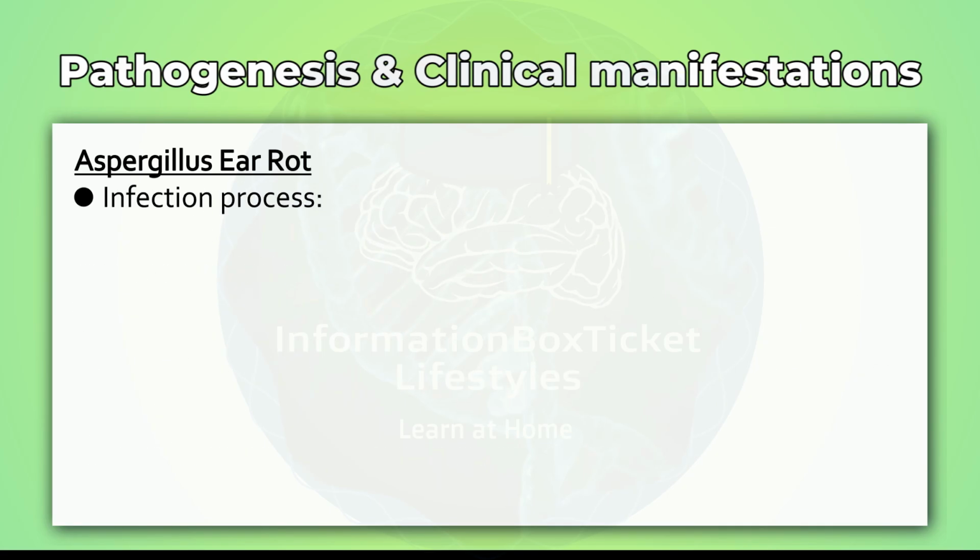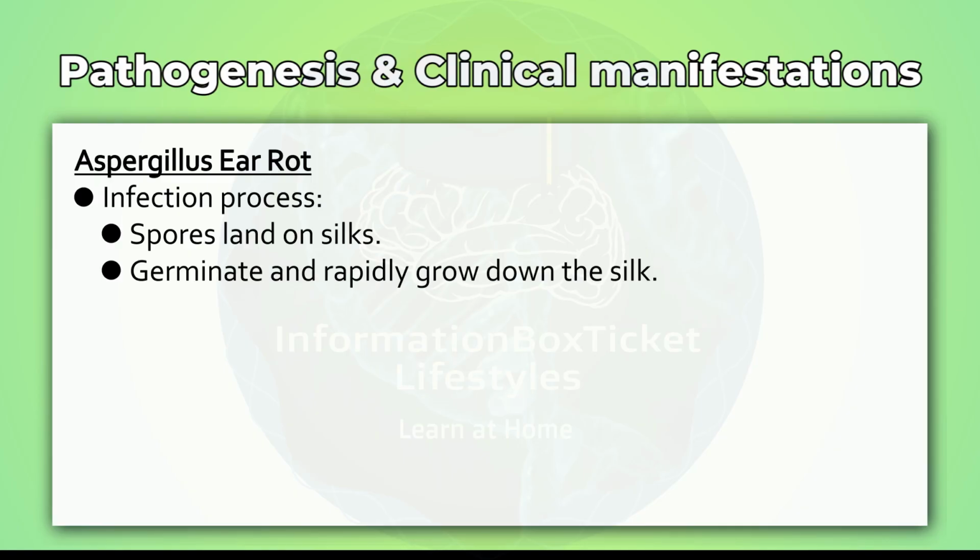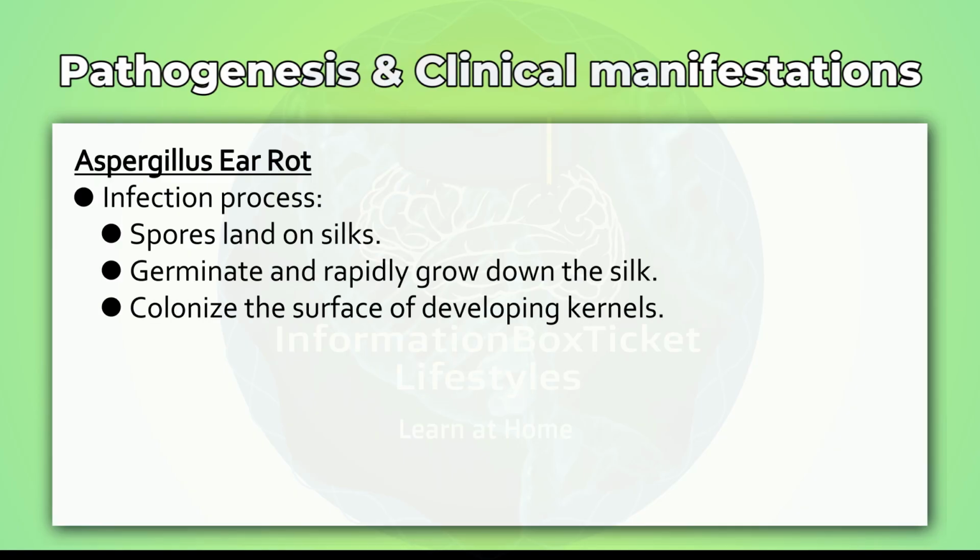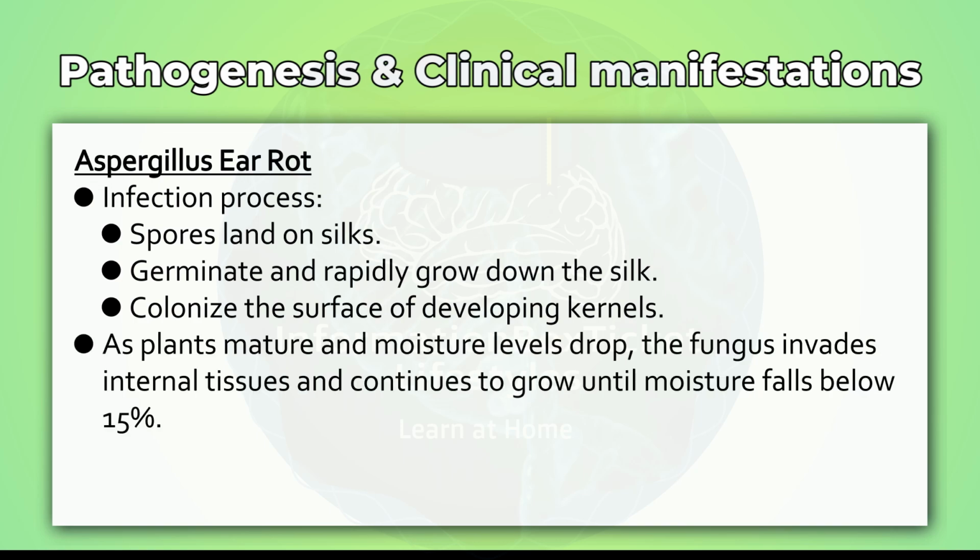Infection process. Spores land on silks, germinate and rapidly grow down the silk, colonize the surface of developing kernels. As plants mature and moisture levels drop, the fungus invades internal tissues and continues to grow until moisture falls below 15%.